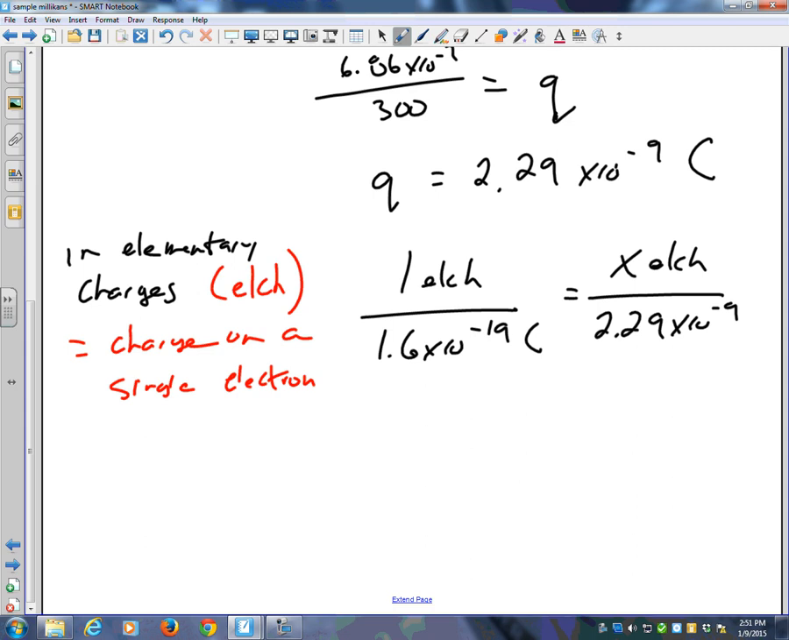Well, not with numbers like that, but the cross multiply stuff. Oh, ratio and proportion. Yeah, of course. Okay, so we're going to cross multiply here, and we're going to get that phone away. 1.6 times 10 to the minus 19. X is equal to 1 times that, which is just that. And now we're going to divide.